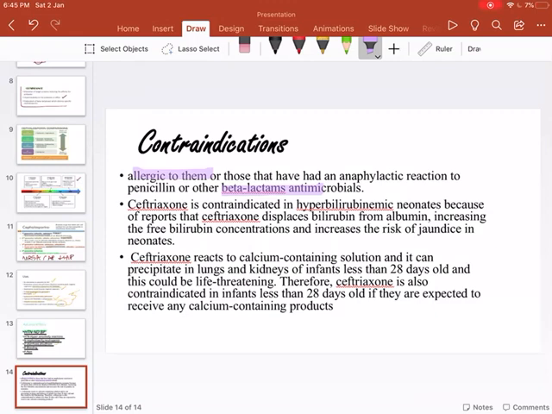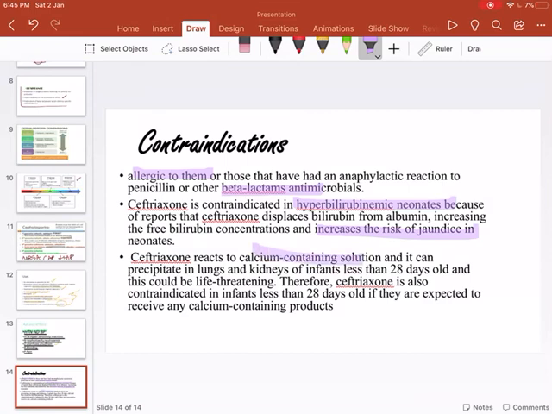Ceftriaxone again has two contraindications. First, it is contraindicated in hyperbilirubinemic neonates because ceftriaxone displaces bilirubin from albumin, increasing free bilirubin concentration, which increases risk of jaundice in neonates.